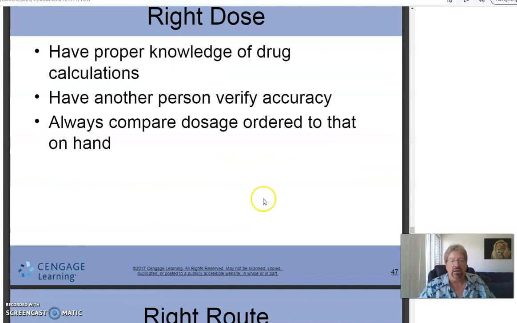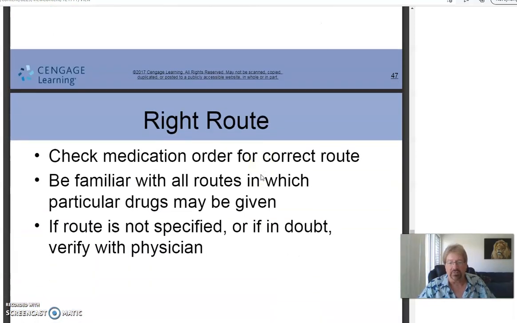Right dose. Have proper knowledge of drug calculations. Have another person verify the accuracy. Always compare dosage ordered to what you have on hand. Right route.